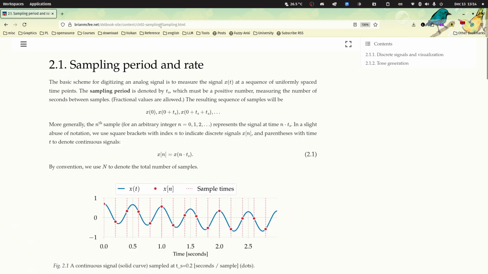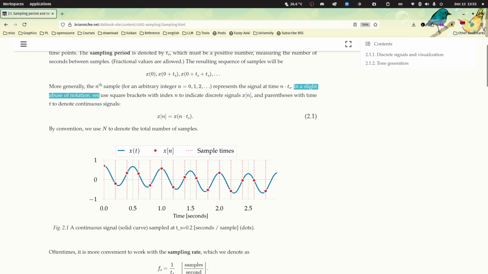So let's start to talk about the basics, sampling period and rate. The sample period is denoted by Ts, which I think is more commonly denoted by uppercase T for period, but this book used lowercase t for the period of a wave too. It must be a positive number, measured in number of seconds between samples, and fractional numbers are allowed. So like this.